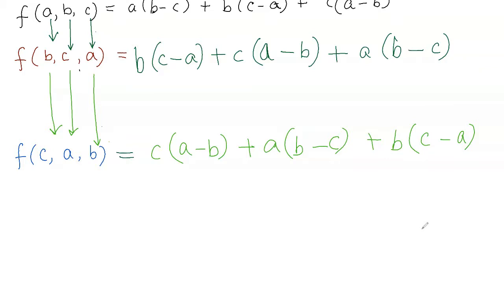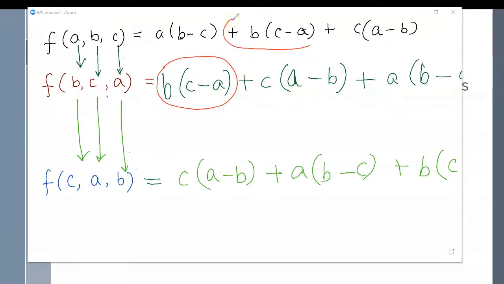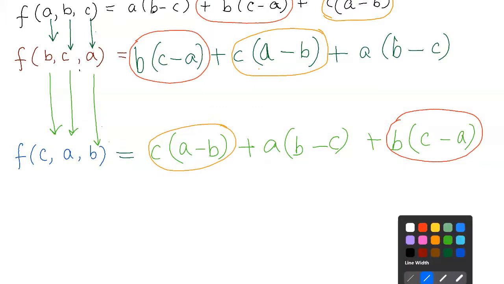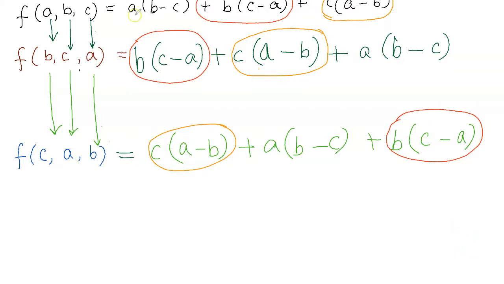Okay. So here it is b into c minus a. Here if you see, this term is there, this term is there, and b into c minus a term is there in the three expressions. Similarly, c into a minus b, if you see here, c into a minus b, and c into a minus b. Okay, and similarly if you see the other one, a into b minus c, a into b minus c, a into b minus c.